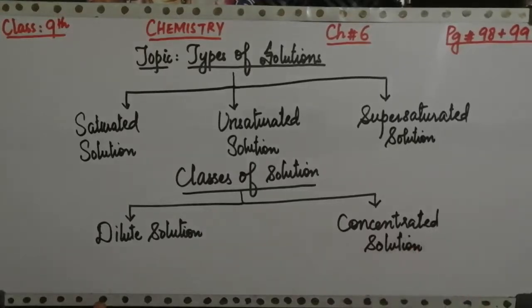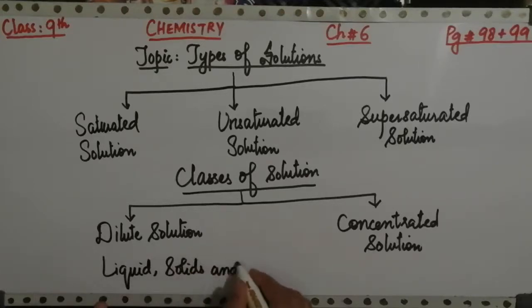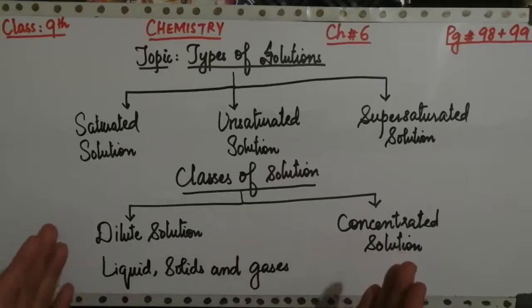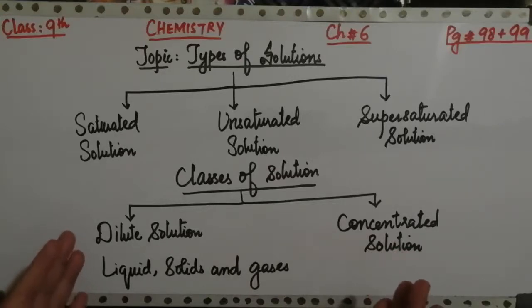Not only this, but there are 9 types of different solutions which are according to their physical states. And what are the different physical states? As we know, there are different physical states such as liquids, solids and gases. So we are going to categorize or classify different types of solution on the basis of these physical states as well. So this is the short summary of today's topic which we are going to discuss.